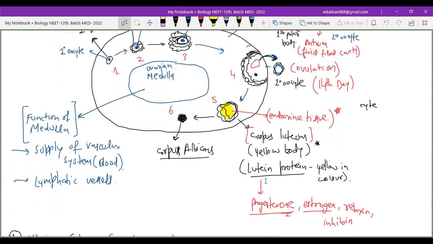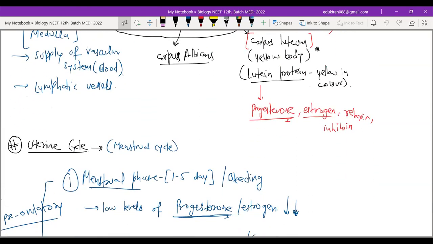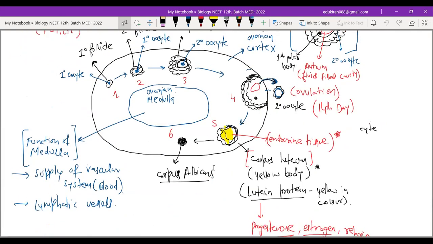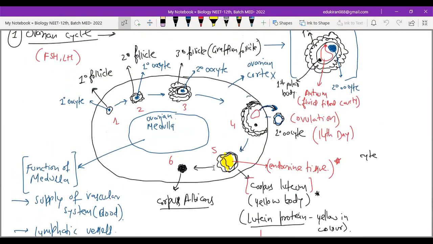NCERT and other books do not talk about relaxin, inhibin, and also not to a great extent about estrogen. The most important of all four is progesterone. This corpus luteum can also be called the yellow body because it has a yellow color, something inside it, a fluid, I think. It has a yellow lutein protein.